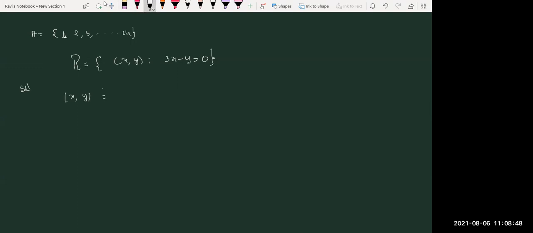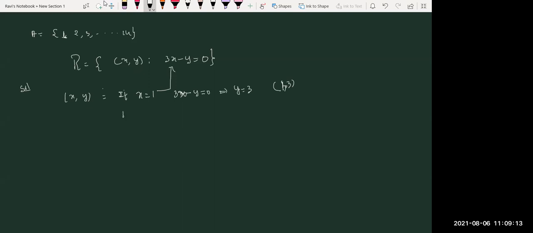See, in the A set, the first number is 1, so that's what I'm taking now. If x is 1, substitute x equals 1 in this place. 3x minus y equals 0. So y equals how much? 3. So one ordered pair will be (1, 3). Everyone, do you understand this point or not? Yes, sir.